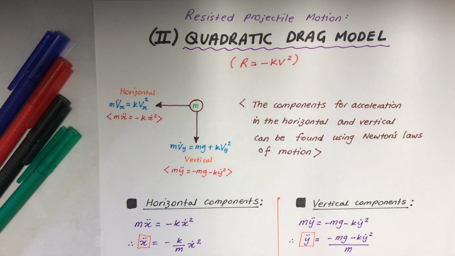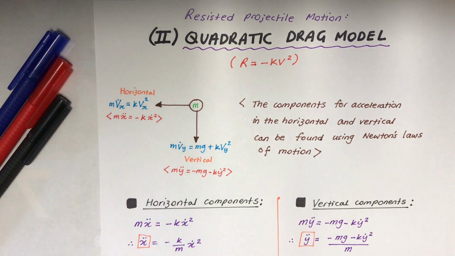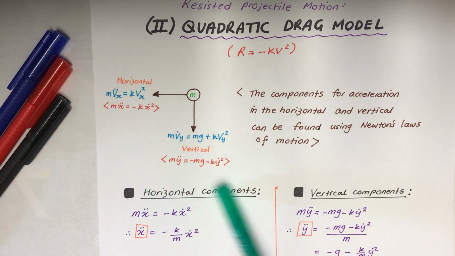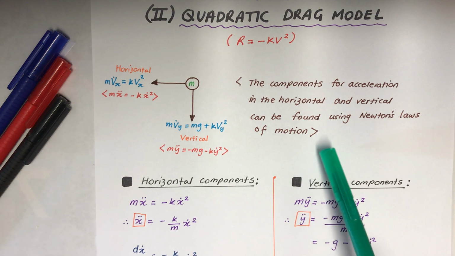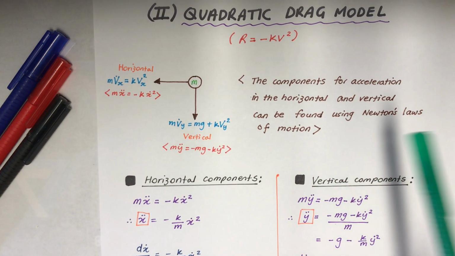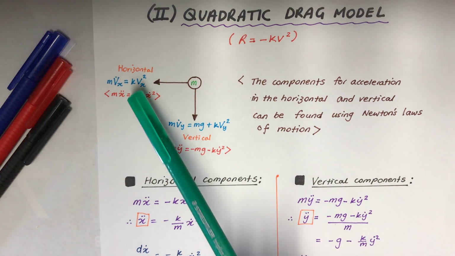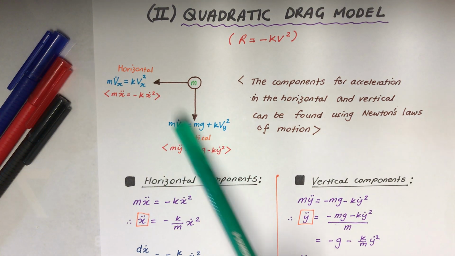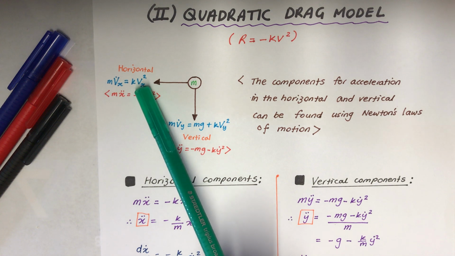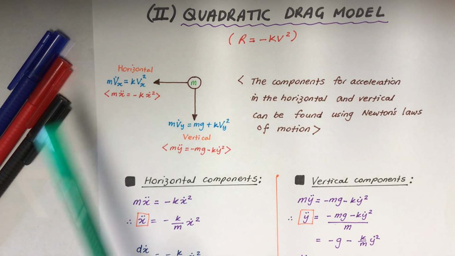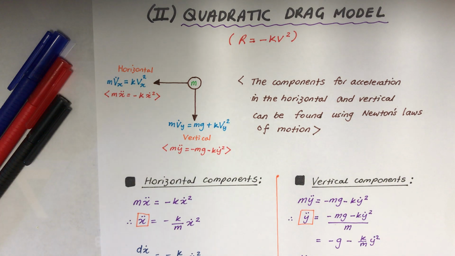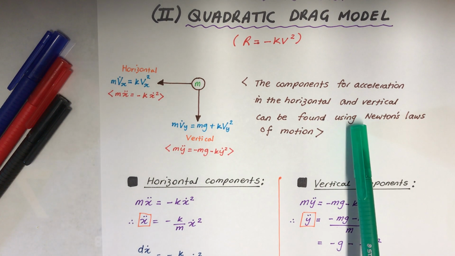Hello everyone. It's part 2 of the mechanics of resisted projectile motion, the quadratic drag model that we're going to use: R equals minus kv squared. Before we start the components, these are exactly the same as the linear drag models, except now v is squared, not v. So it's not linear, it's quadratic. So let's start.